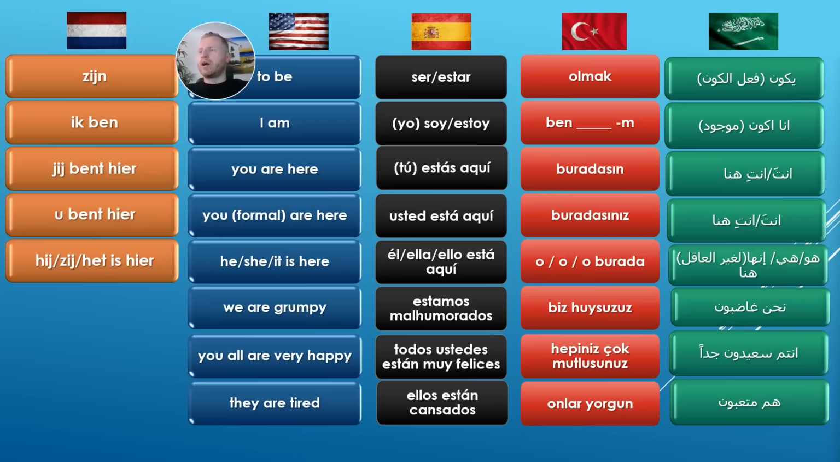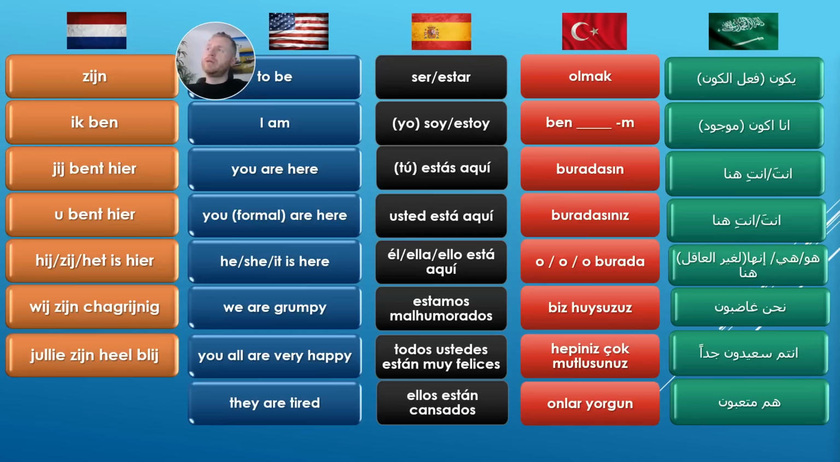We are grumpy. Wij zijn chagrijnig. You all are very happy. Jullie zijn heel blij. They are tired, in Dutch: zij zijn moe. Next slide.